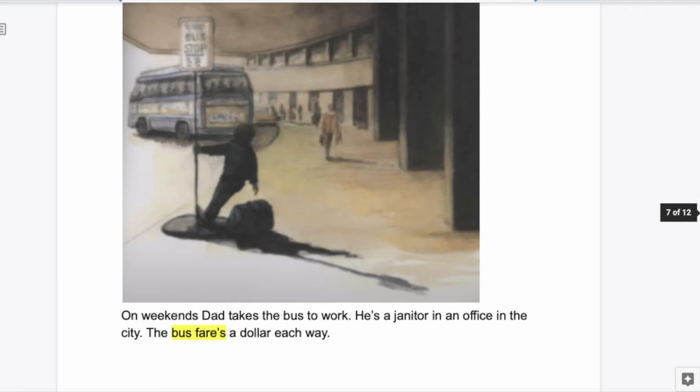On weekends, Dad takes the bus to work. He's a janitor in an office in the city. The bus fare is $1 each way.